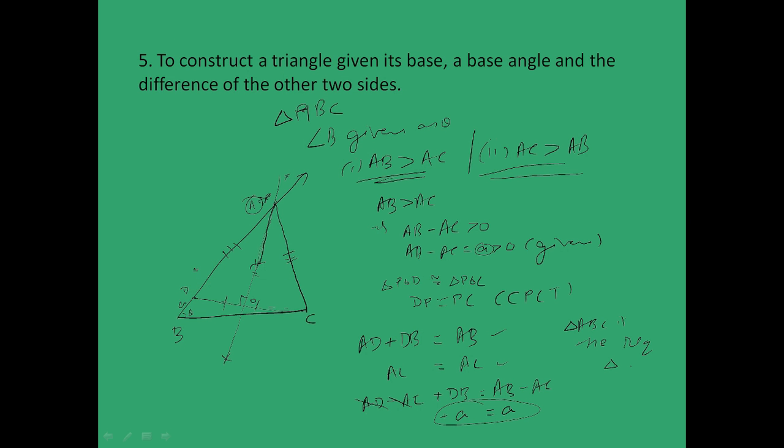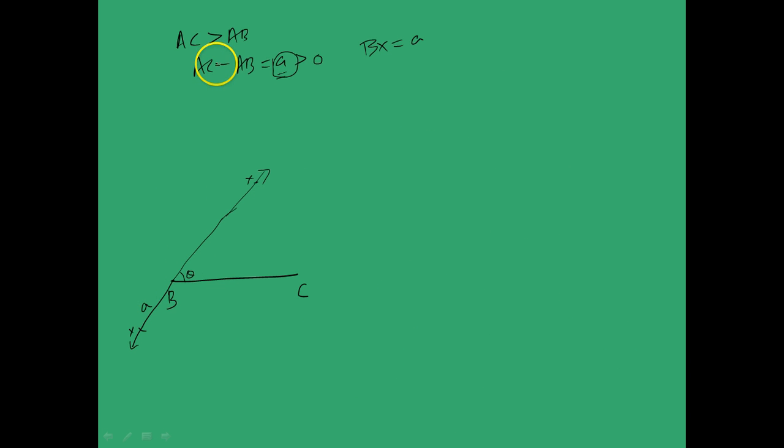Notice the crucial difference here. We were cutting here, that is cutting on what we would call the positive side of the angle, but this time, for the case where AC is greater than AB, we'll cut on the other side, and so therefore Bx is equal to A. Let's just rename this point as P, because this is already X. So BP is equal to A.